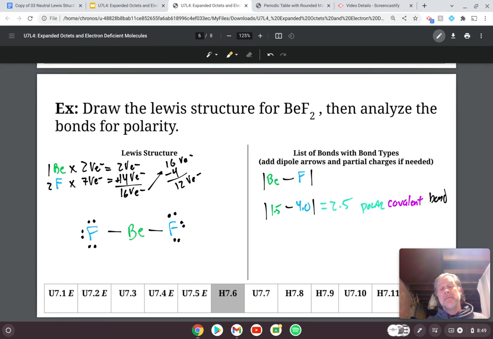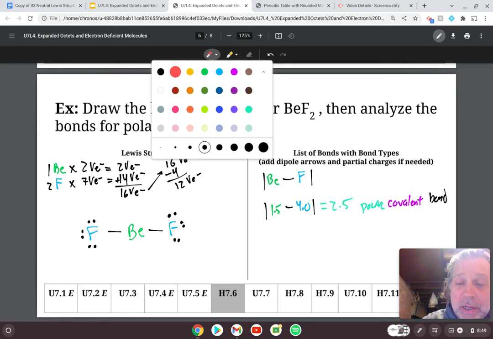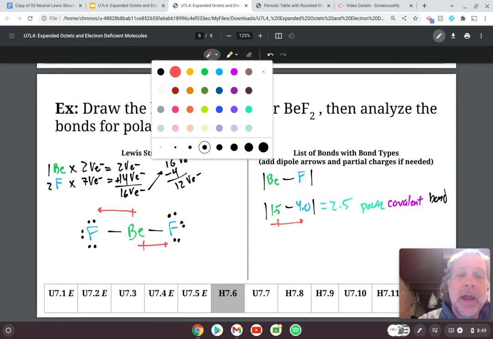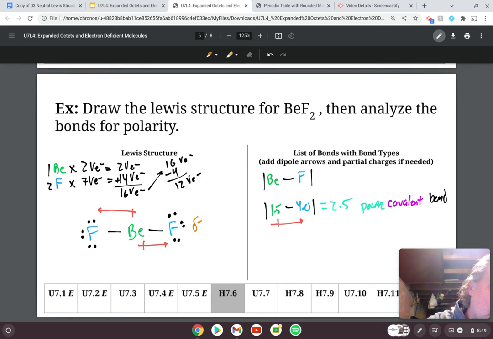So if that's the case, that means I have to draw some arrows. So here I'm going to draw an arrow pointing toward the more electronegative element. And since there's 2 bonds that are identical, I'm going to draw them like this. And then I have to use my partial charges. And remember, the delta positive is where the electrons are being pulled away from, and the delta negative is where the electrons are being pulled towards. So that means each fluorine is going to be delta negative, and the beryllium is going to be delta positive.